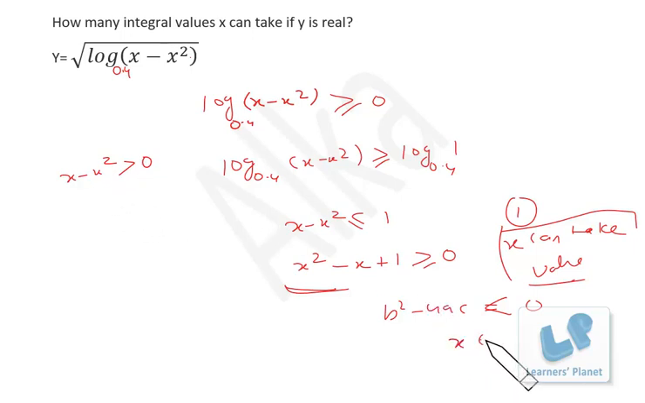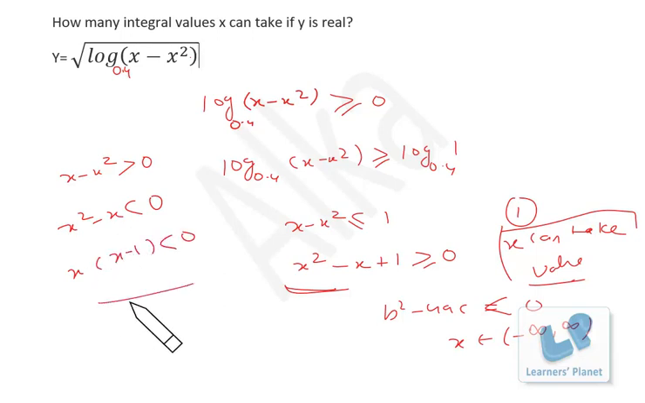Here x can take all the values from minus infinity to infinity, right? Here x minus x square should be greater than 0. That means x square minus x should be less than 0. That means x times x minus 1 should be less than 0. So 0 to 1. x can take values between 0 and 1 only. Neither 0 nor 1, just between 0 and 1.